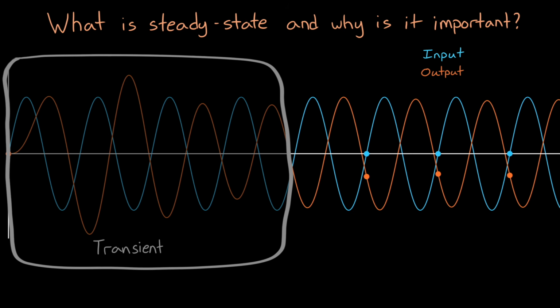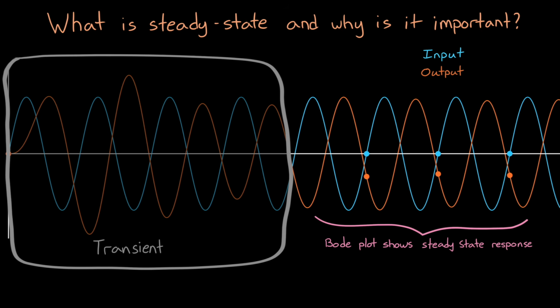Now, here's why this matters for the Bode plot. The Bode plot only shows you how a sinusoid is scaled and shifted for the steady state response. It doesn't take into account the transient response at the beginning. And that's because the steady state frequency response is what determines the long-term closed loop stability of a system.